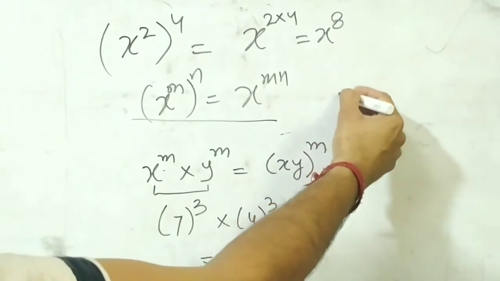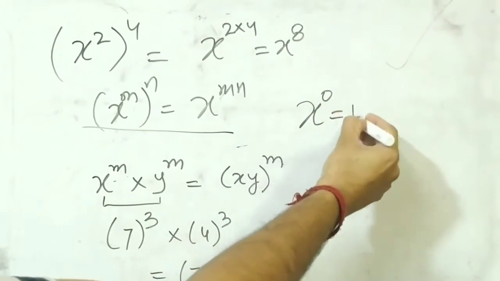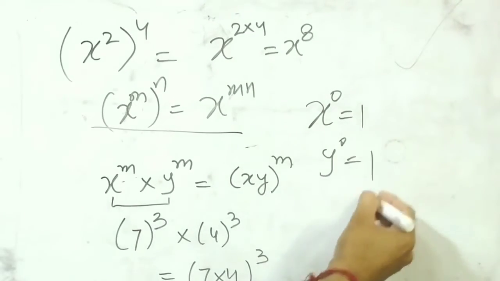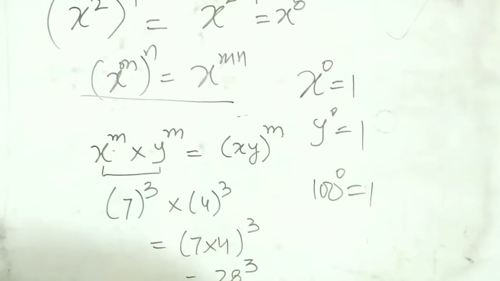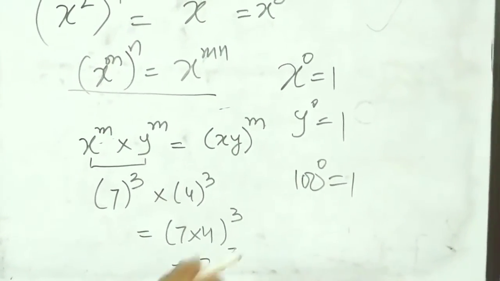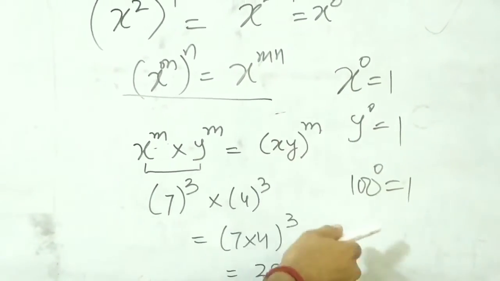One more thing I should tell you: x to the power 0 is 1, y to the power 0 is 1, 100 to the power 0 is 1. That means any number, if it is having a power of 0, its value is 1, whatever may be the number.